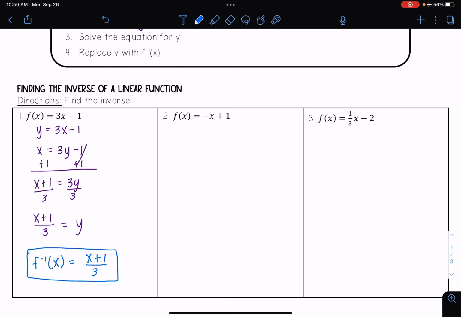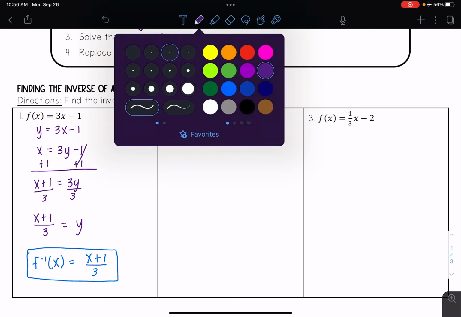So now if I wanted to check this, I could go ahead and graph both of these. So if I were to graph this f of x equals 3x minus 1 and f inverse of x is equal to x plus 1 over 3, I would see that they would reflect across the line y is equal to x. Let's look at another one.